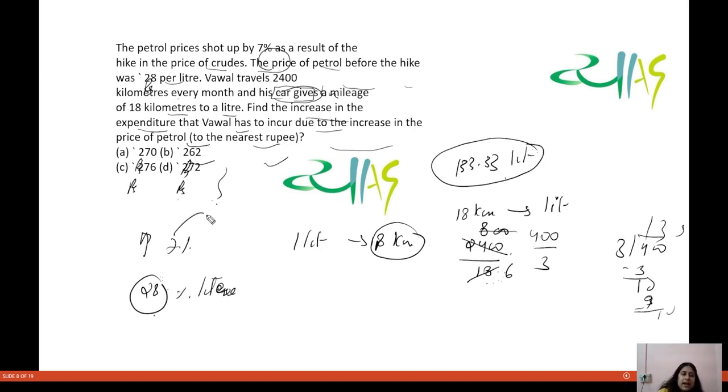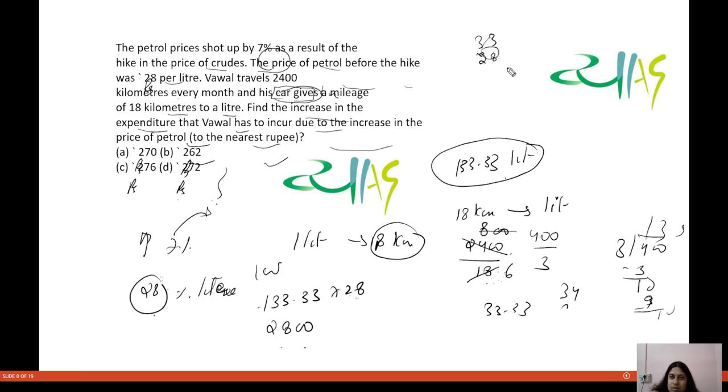See, if the price of petrol increases by 7%, then his expenditure will also increase by 7%. So what is the expenditure here? So 133.33 into 28 you can do. So what is the price here? This will be 2,800 because 100 you will multiply, you will get 2,800, and then 33.33 you can take as either 34 or 33. So I am taking this as 33 only. So 28 into 33 we have to do.